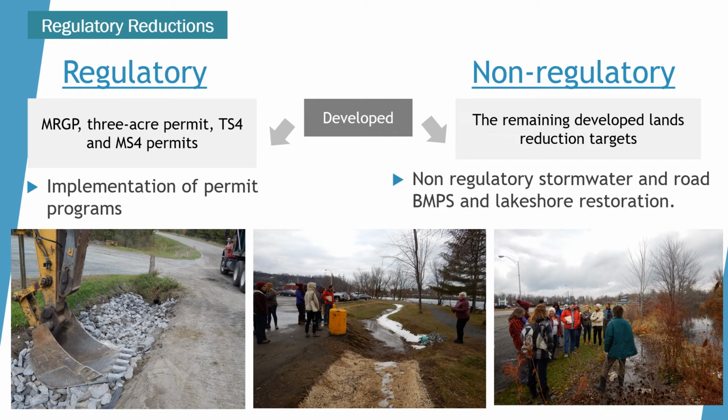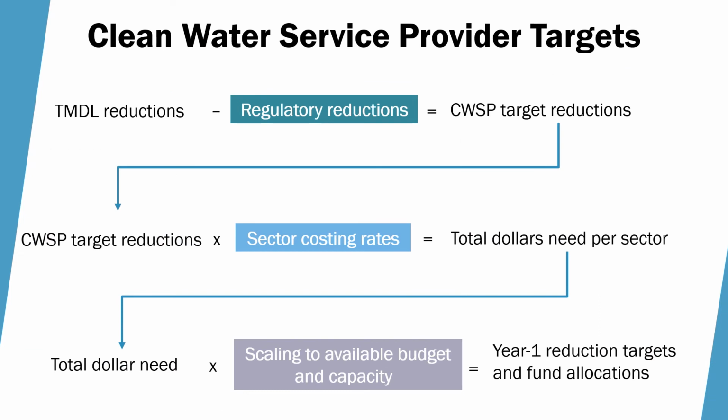For the state fiscal year 2023 Clean Water Service Provider targets, we have left the load reduction for developed lands based on the current tracking as a conservative assumption, but the Clean Water Service Provider targets are likely to be reduced as these are refined based on more in-depth analysis in the future. The next step in this process is to multiply the reduction targets for each sector for each basin times the sector costing rates to estimate the funding needed.